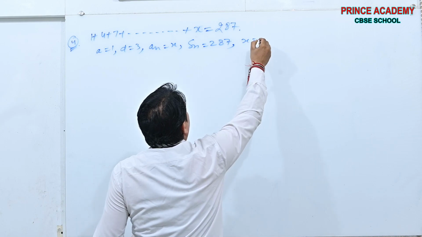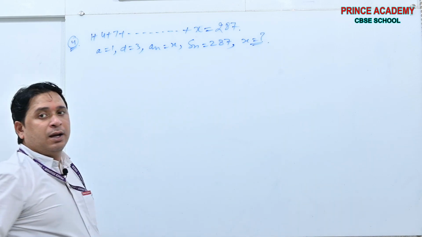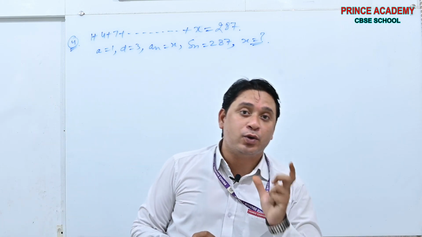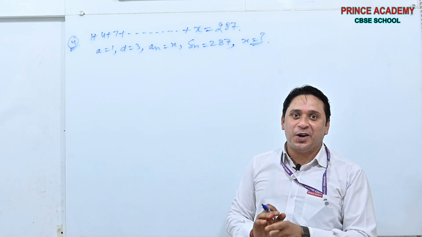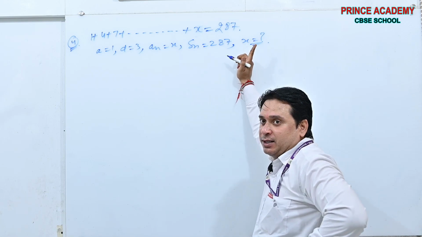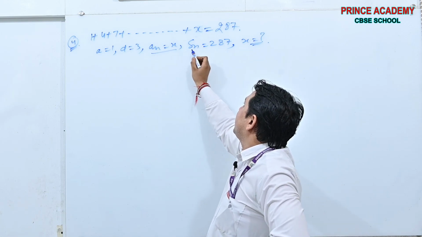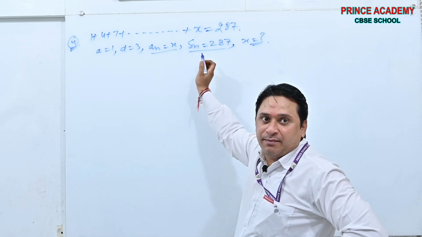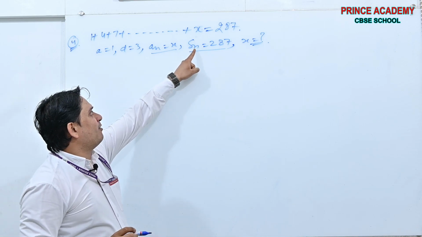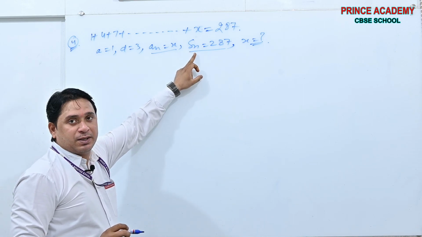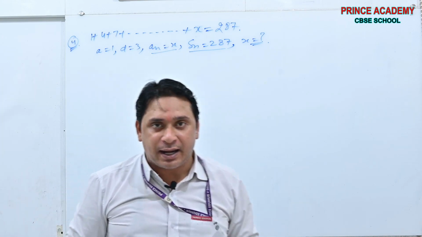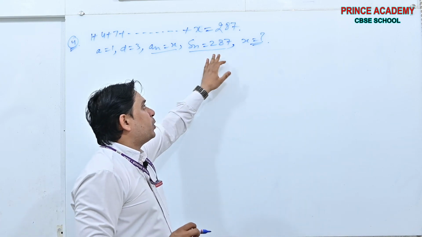We have to find x. Done, beta? What is the mool mantra of such kinds of questions? Here is an, here is Sn. All the terms we have, but only n will disturb us. Change the n in terms of x. Find the value of n in terms of x and put it here, you will get the result.